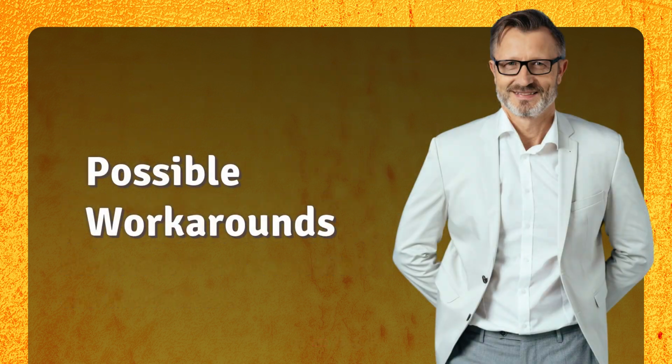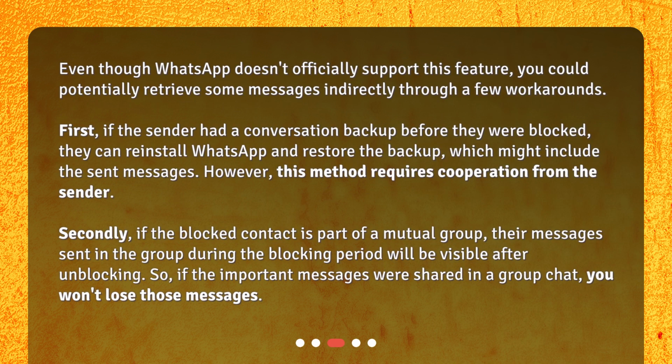Possible workarounds. Even though WhatsApp doesn't officially support this feature, you could potentially retrieve some messages indirectly through a few workarounds. First, if the sender had a conversation backup before they were blocked, they can reinstall WhatsApp and restore the backup, which might include the sent messages. However, this method requires cooperation from the sender.